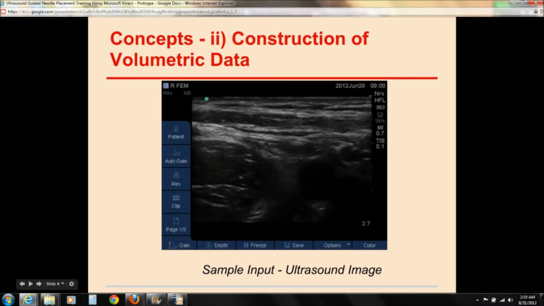The second concept involved in our software is the construction of volumetric data. Real ultrasound images of the femoral nerve along the transverse direction were captured at the Hospital of University of Pennsylvania. Based on these images, a 3D volumetric data was constructed. Linear interpolation was used for determining the density values of the locations in space where image data is not directly available.